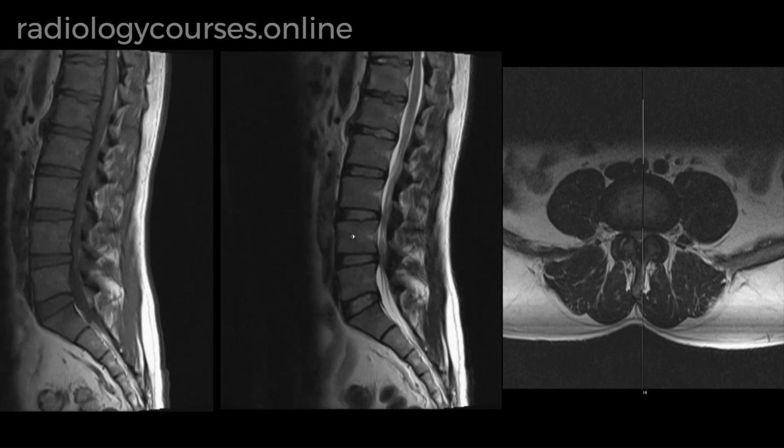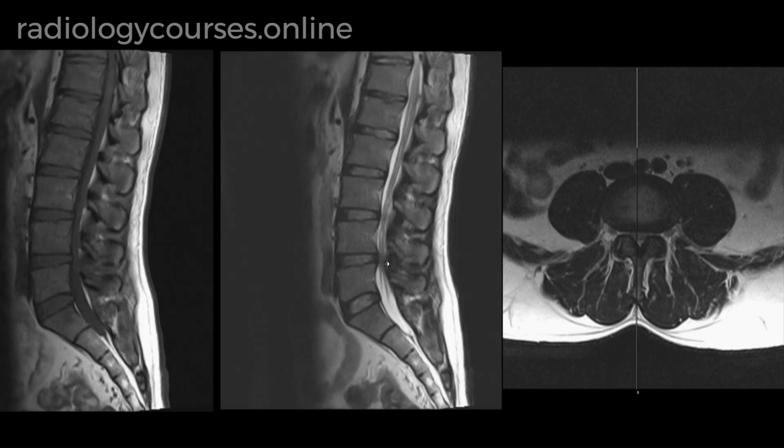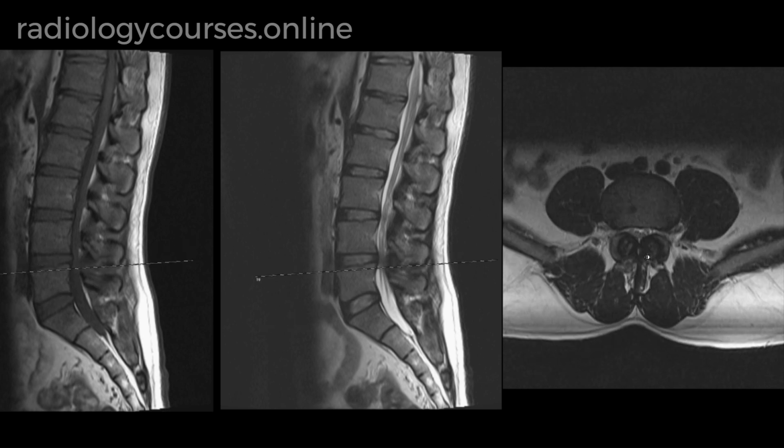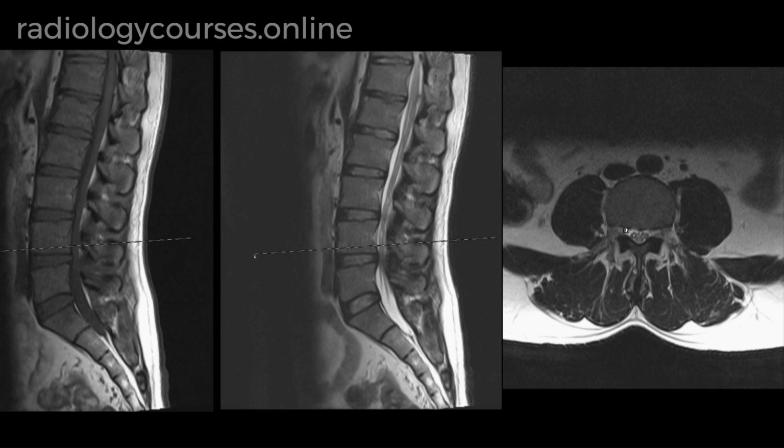The discs appear more or less unremarkable with tiny disc bulge at L4-5, but there is no evidence of annular fissuring or protrusion. At L4-5, you can see on the sagittal there is lack of CSF and crowding of the nerve roots, and same thing is much better appreciated on the axial sequence where there is hardly any CSF within the thecal sac.